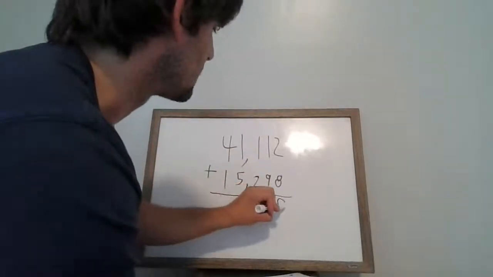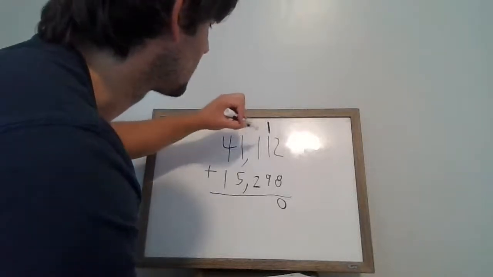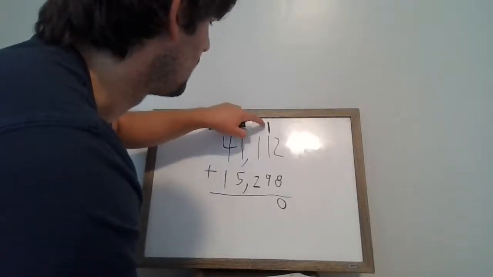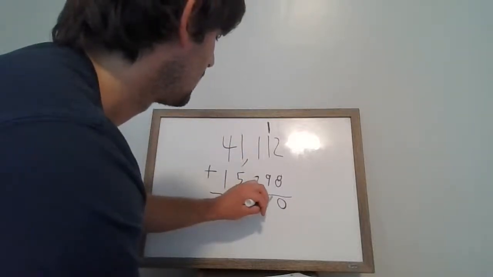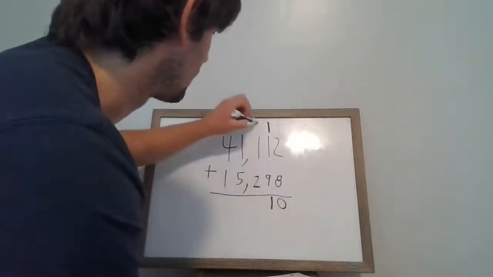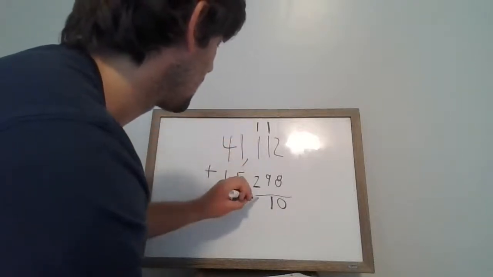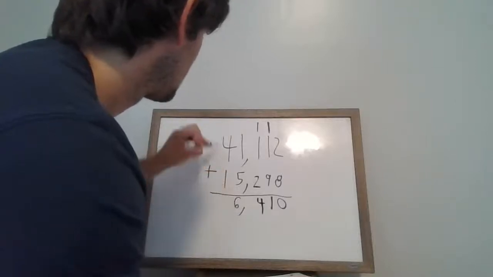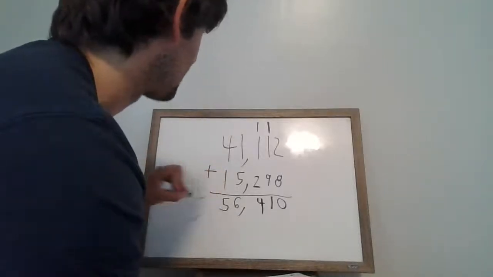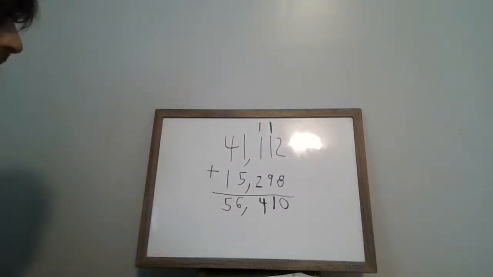So we're going to put the 0 in the number 10 in the ones place. We're going to carry the 1 over to the tens place. 1 plus 1 is 2, plus 9 is 11. So in the tens place, I'm going to put a 1, carry the 1 over. 1 plus 1 is 2, plus 2 is 4. 1 plus 5 is 6. 4 plus 1 is 5. All right, and our answer is 56,410.